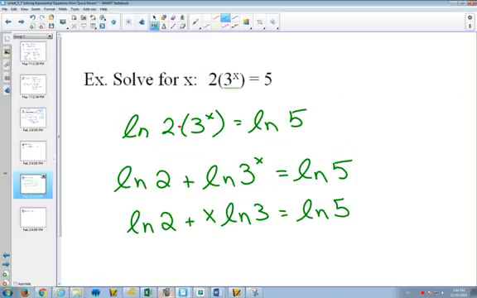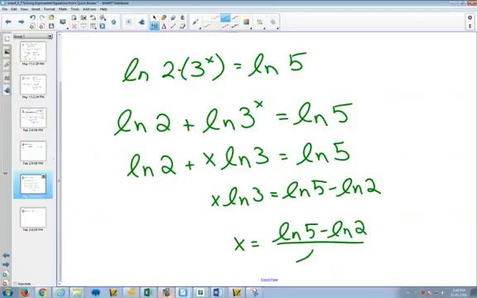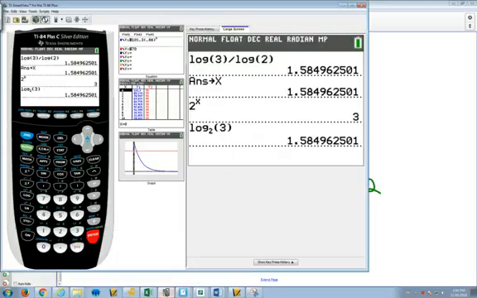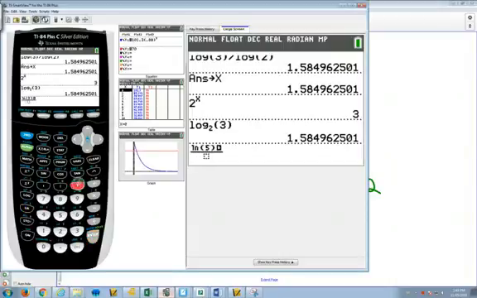So if you were solving for x for this normally, you wanted to get x by itself, you would subtract natural log of 2 on both sides. Then you would divide both sides by the natural log of 3. Again, we can type this into our calculator. The fraction button is helpful here. Natural log of 5 minus the natural log of 2 over the natural log of 3.